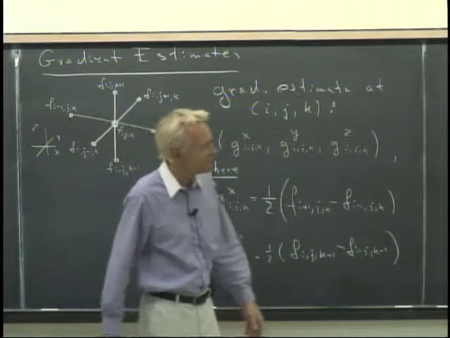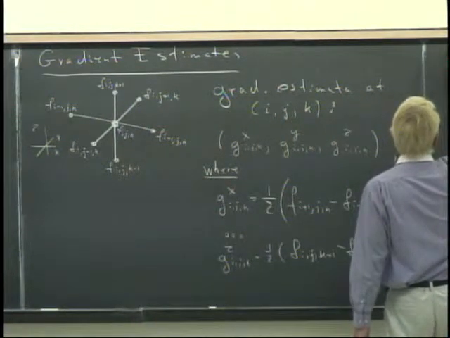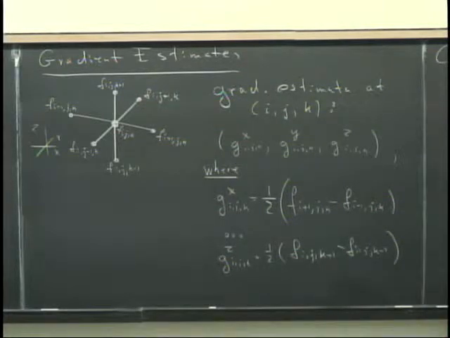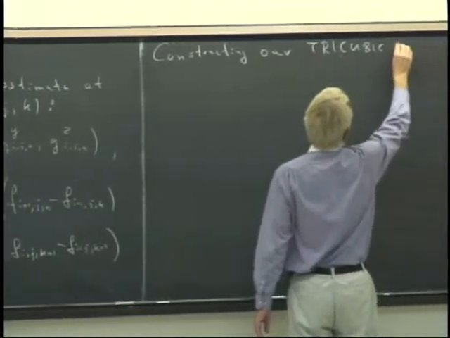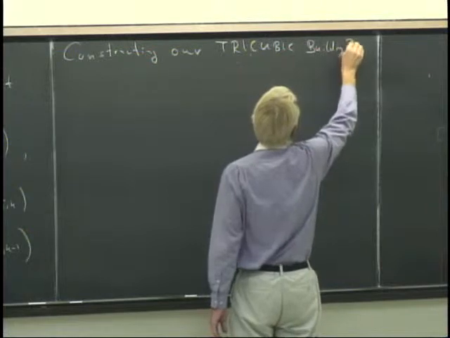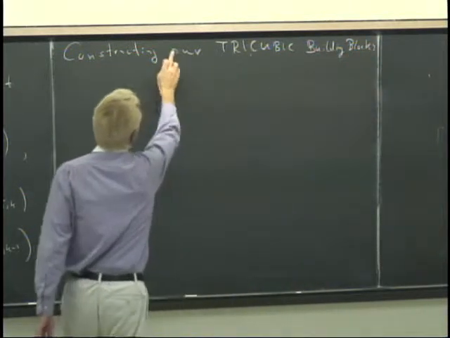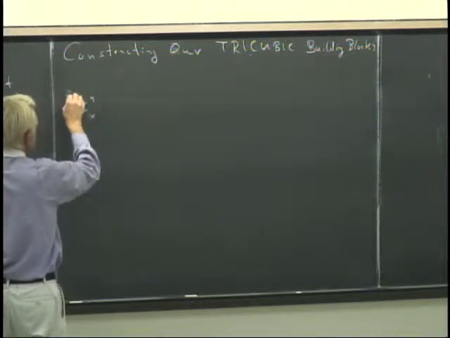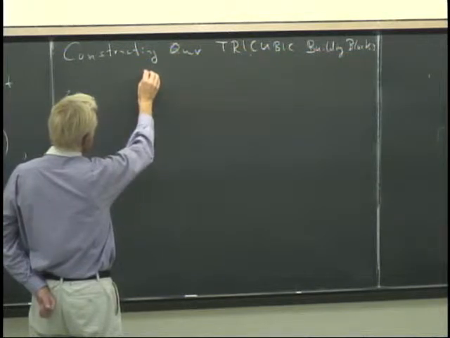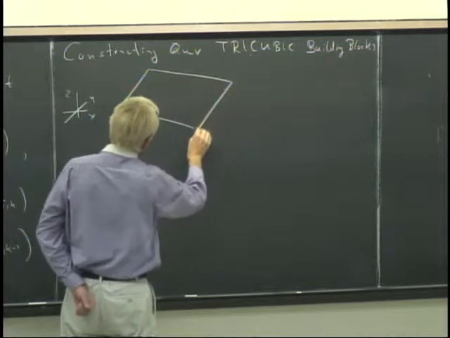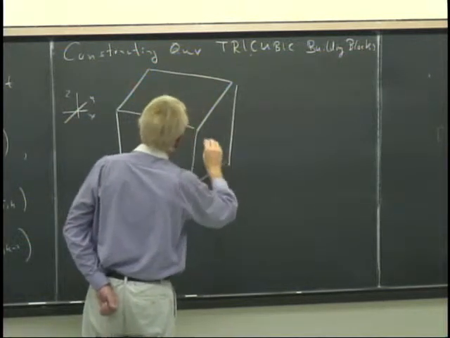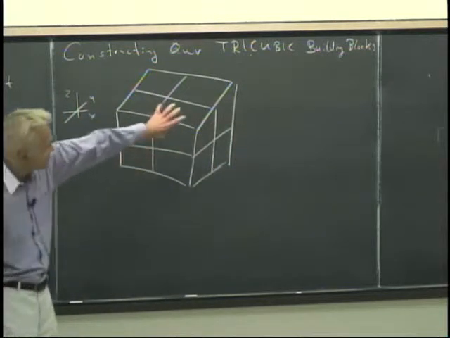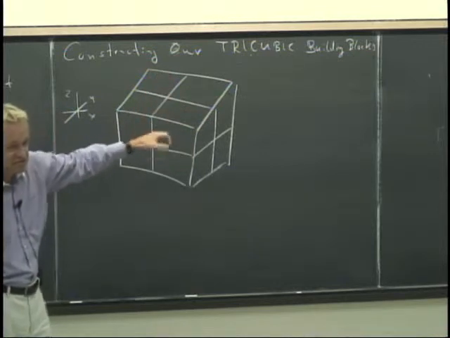Now we have to build our tricubic building blocks, constructing our tricubic building blocks. So what's the situation? Situation is x by y by z. So again we have the original samples. And for each of these original voxels, 8 in this case, a very low resolution data set, but it doesn't matter.